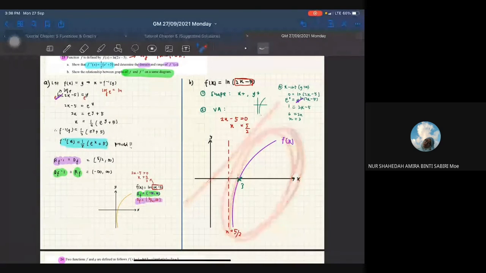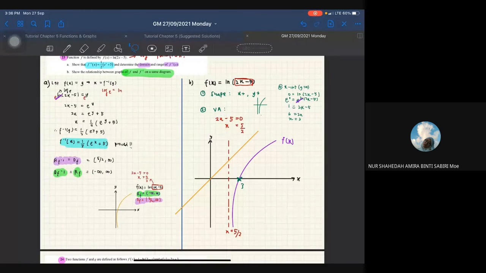So apa yang kita akan dapat? So saya buat dulu line y equal to x. Warna kuning. So line dia lebih kurang macam ni. Okay, pindahkan sikit ke bawah. This one. Sekejap saya smallkan everything.